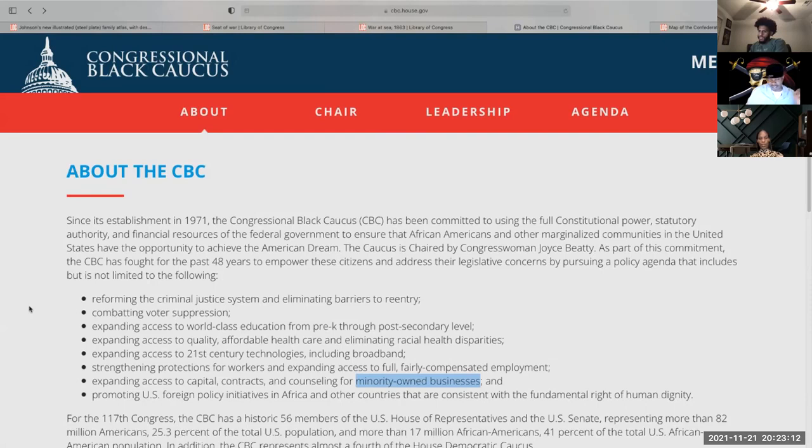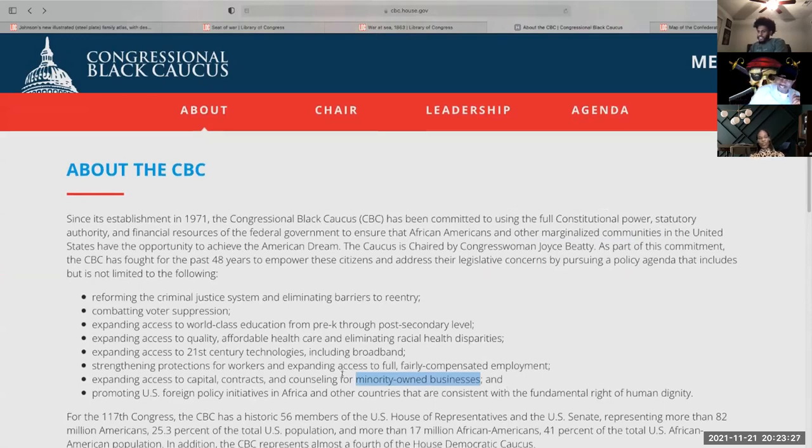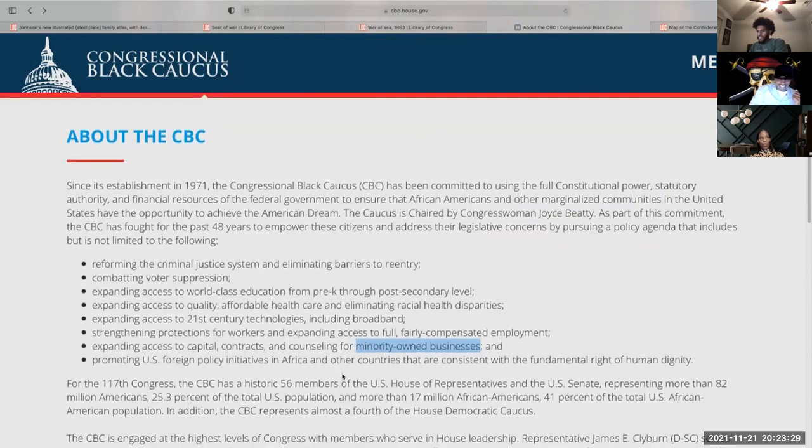The last one is an embarrassment. Look, promoting U.S. foreign policy initiatives in Africa. You still ain't got nothing over here. Now they talking about we gonna make sure Africa's straight. Exactly. Silliest shit I've ever read. It's horrible. It's real. 17 million of us, and you got a caucus that does not fight for you specifically.